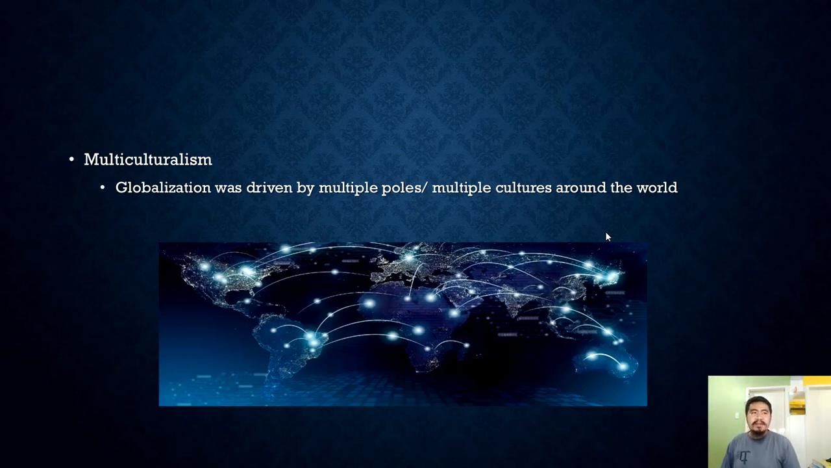So for instance, Europeans say we started, for instance, what did the Europeans start? We started a concrete system of governance. But Chinese would argue, no, we developed the first civil system in the world. Or even the Incas in Latin America, no, we have our own system of government. India will also argue, no, we did. So that is multiculturalism. So globalization started in multiple poles.